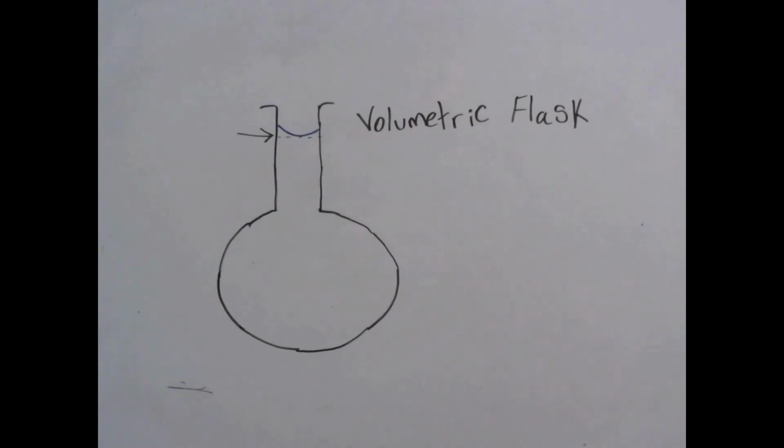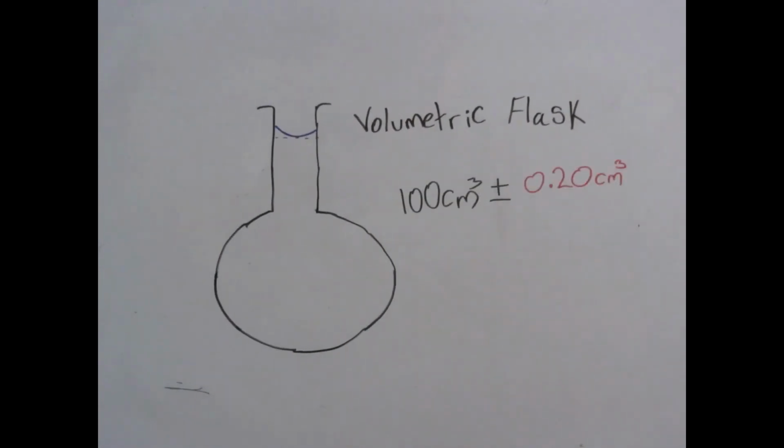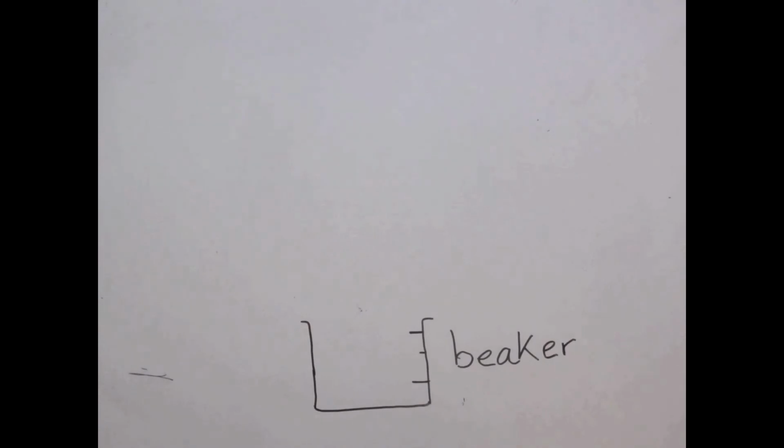Make sure to measure the volume from the bottom of the meniscus. Here are some standard tolerances for a typical volumetric flask. For our titration, we also need a beaker. We typically place this on top of a white tile so that any colour change that might happen we can see very clearly. We also use a burette.